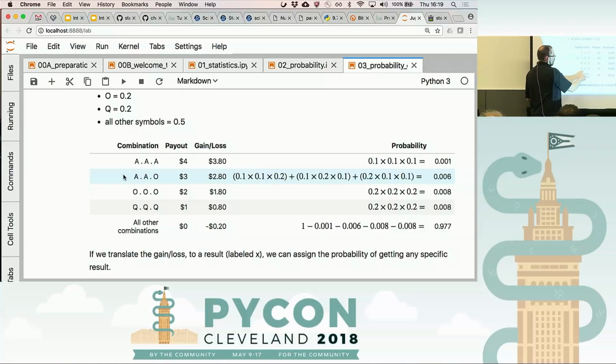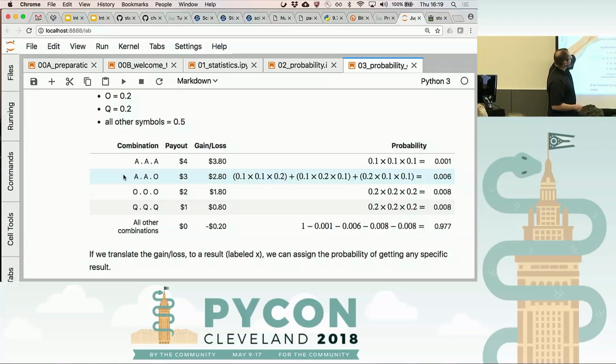So here are my wheels. Here's how much they pay. Here's how much I get or how much I pay. So normally, when I screw up and I get nothing, none of the wheels helps me, I'm going to immediately lose 20 cents. If I get 3 quarters, I get back 80 cents because I've spent 20 to get there.